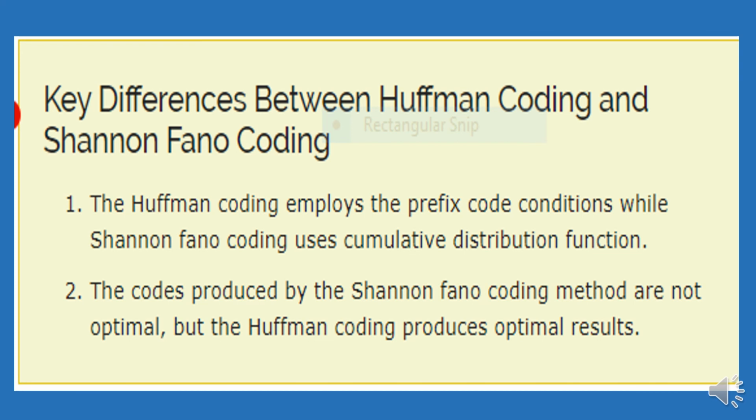Now we'll see some of the differences between Huffman coding and Shannon-Fano coding. The main difference is that Huffman coding employs the prefix code conditions, while Shannon-Fano coding uses the cumulative distribution function. The second point is that the codes produced by the Shannon-Fano coding method are not optimal, but Huffman coding produces optimal results. So these are the important differences between Huffman coding and Shannon-Fano coding.